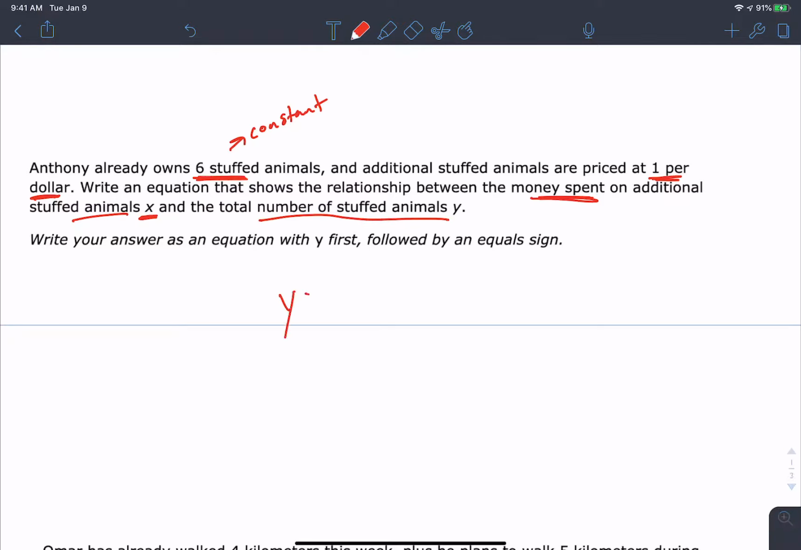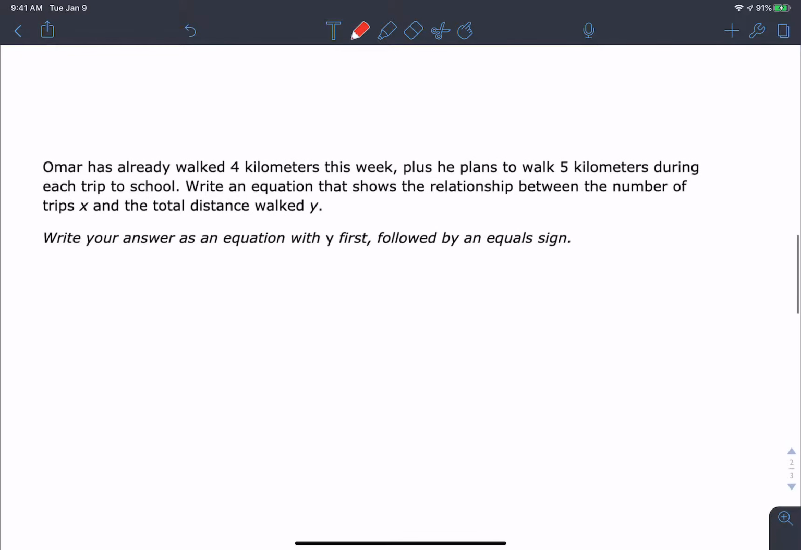So we're going to start with y equals. We know we already have 6. So we already have that constant of 6. And then every stuffed animal costs $1. So 1 times every stuffed animal. All right. So y equals 1x plus 6, or y just equals x plus 6. All right, and last example here.